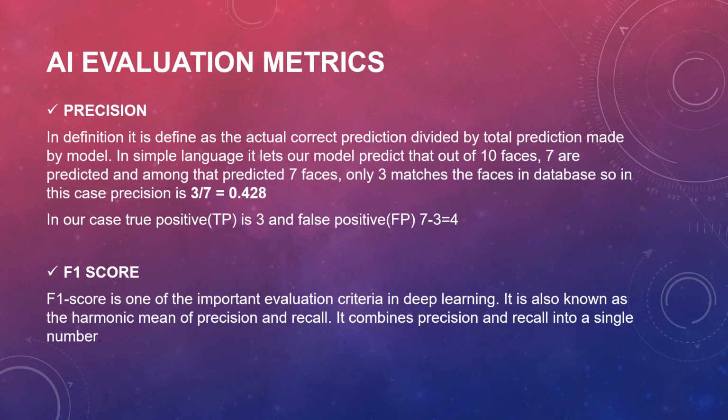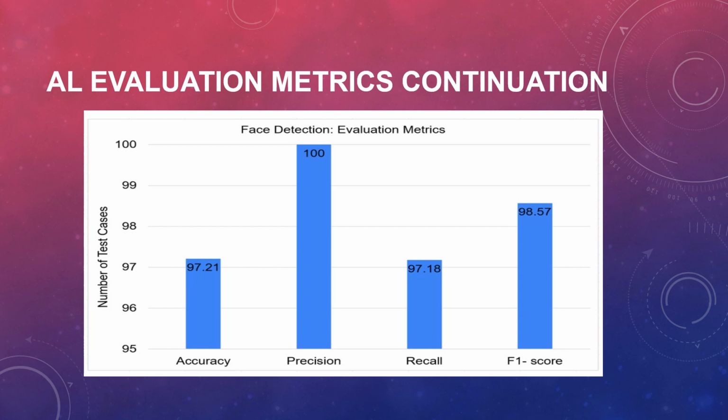F1 score is one of the most important evaluation criteria in deep learning, and we will be using deep learning mostly in this system. It is also known as the harmonic mean of precision and recall. It combines precision and recall into a single number. So that's why we'll be using F1 score also. This is the continuation. This is a flowchart of which is more accurate in detecting the test cases, precision or F1 score.